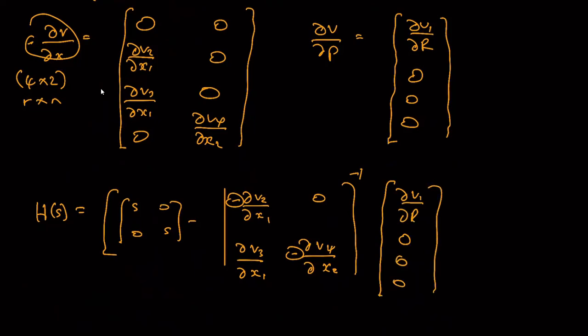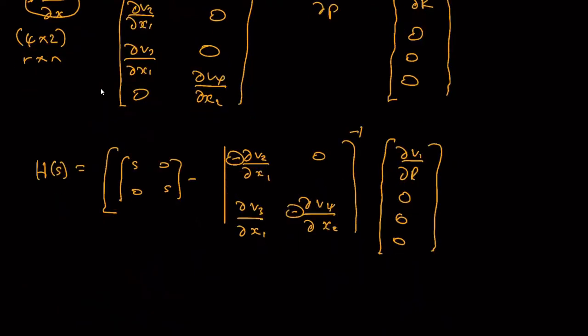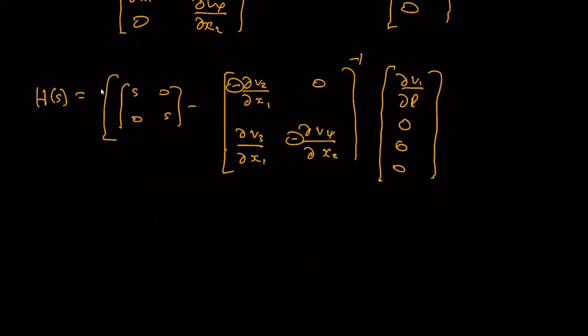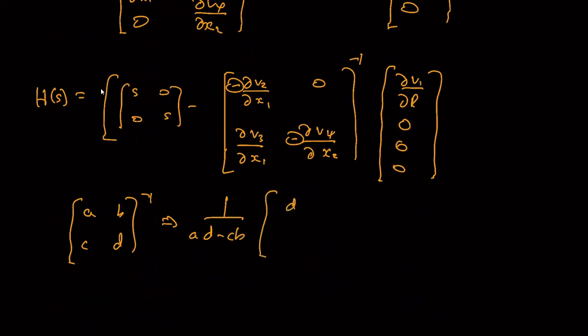All right. So now we need to invert this matrix. Just to remind you, we invert a 2 by 2 matrix with these elements. It's 1 divided by the determinant, which is AD minus CB. Then we swap the main diagonal and we negate the off diagonal. And that's the inverse.